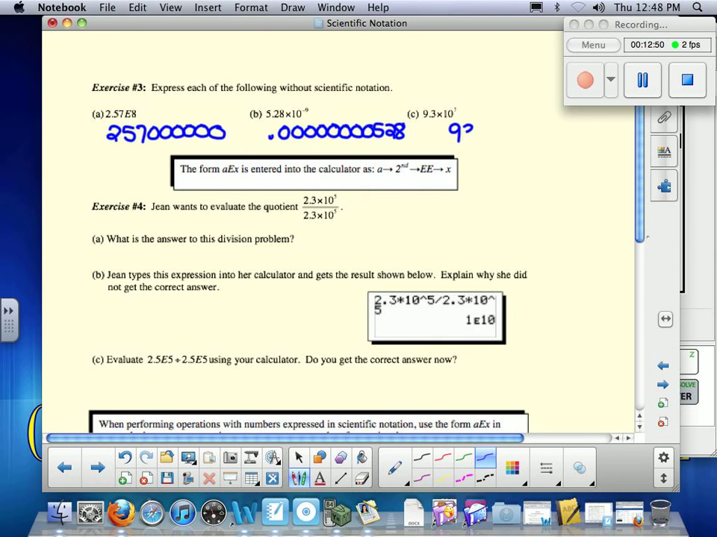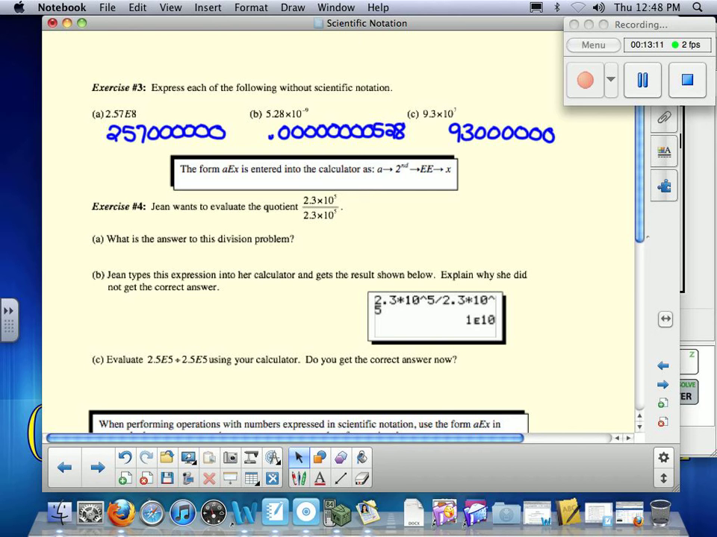Oh, Lord. Did I read my exponents properly? Oh, I did. Good. All right, so we can do stuff within scientific notation. We can add, subtract, multiply, and divide. Let's move on to number 4.